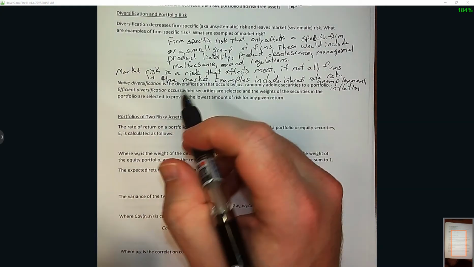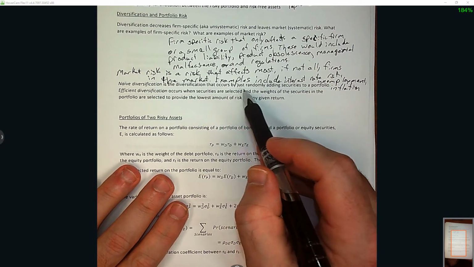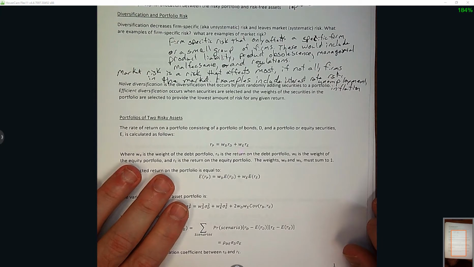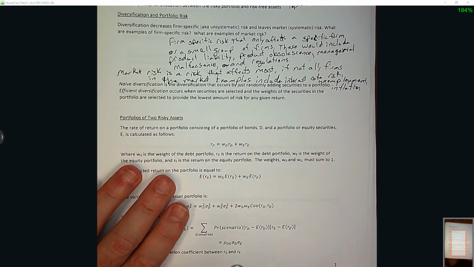Market risk is something that you cannot necessarily diversify away from. You can control it by choosing firms that don't have a lot of sensitivity to market risks, but you can't eliminate it because it is inherent in most, if not all, investments. So naive diversification is the diversification that occurs by just randomly adding securities to a portfolio. Think of throwing darts at a page that lists a bunch of stocks. You're not trying to find the right stock. You're just randomly choosing stocks.